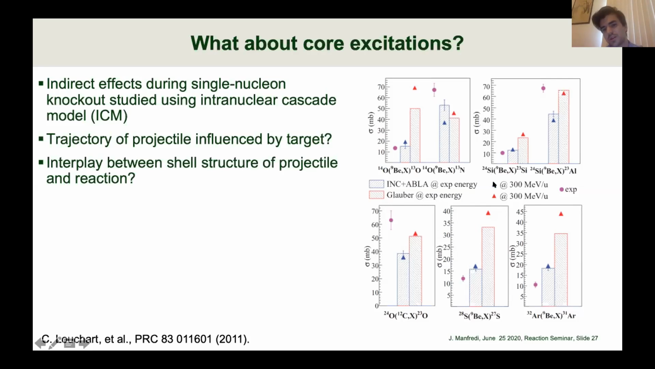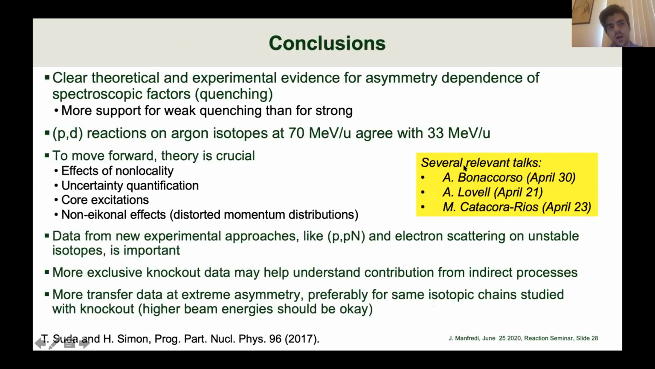The triangles are there to show the energy dependence, basically how the expectations change as a function of energy. But the message is really the difference between the blue and the red bands. So to conclude, there's clear evidence, both theoretically and experimentally, for asymmetry dependence of spectroscopic factors, or quenching.